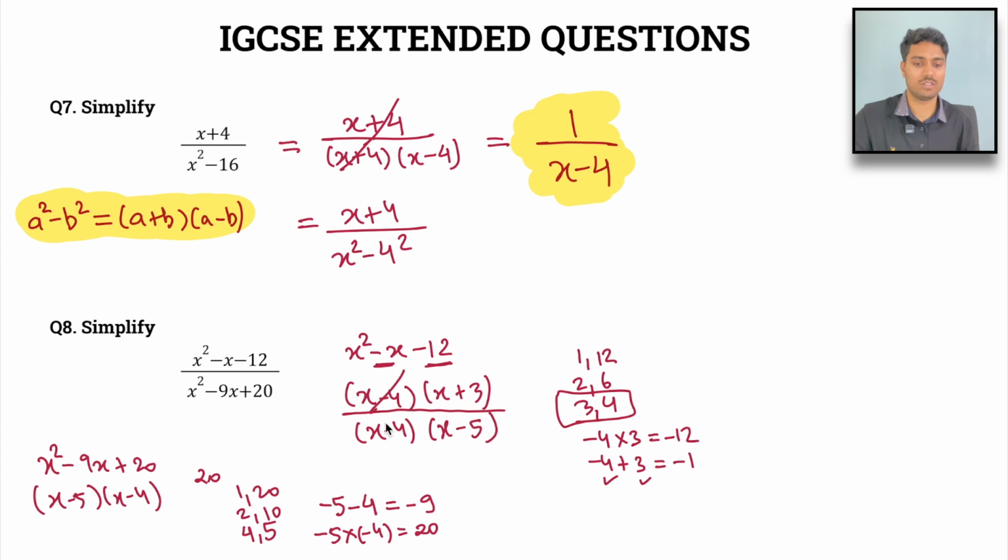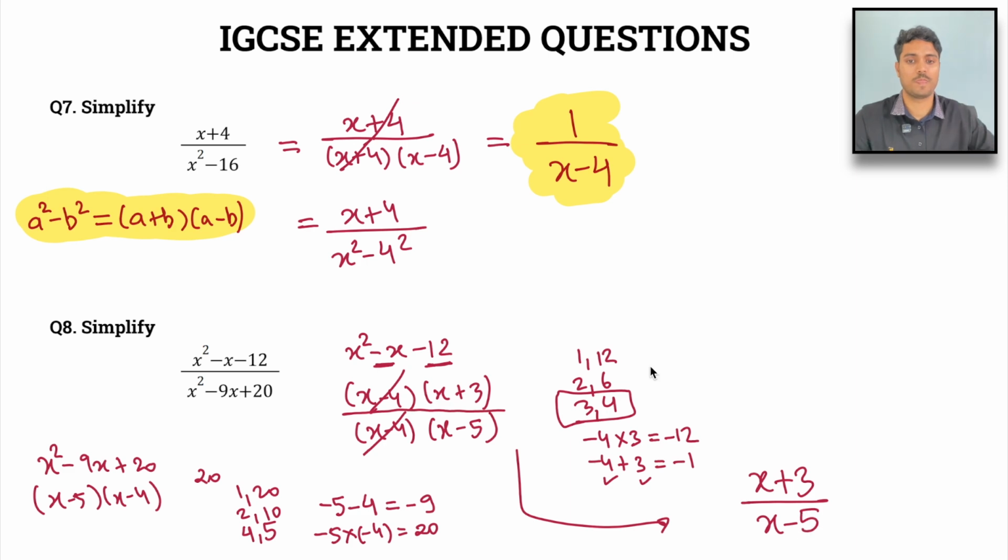That means x minus 4 is common, so x minus 4 will cancel out, and the final answer is x plus 3 divided by x minus 5. And that's the answer. I hope this is clear to everyone.